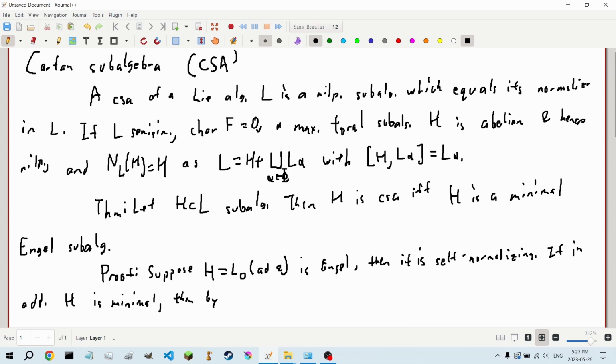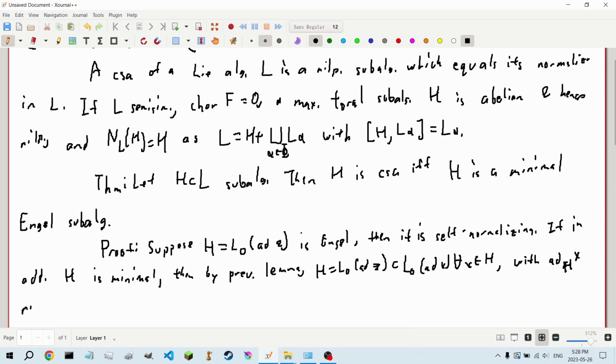then by our previous lemma, the first of the two that we ended off last video with, we have that H is L_0 of adjoint Z inside of L_0 of adjoint X for all X in H, with the adjoint of X on H nilpotent. Therefore, by Engel's theorem, H is nilpotent.